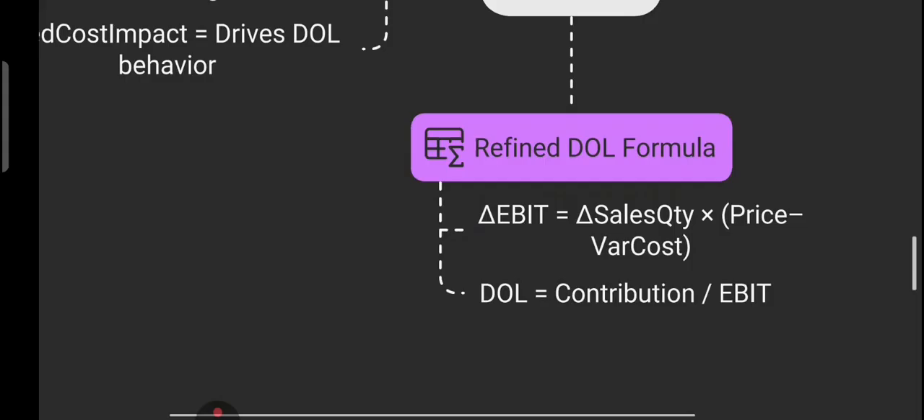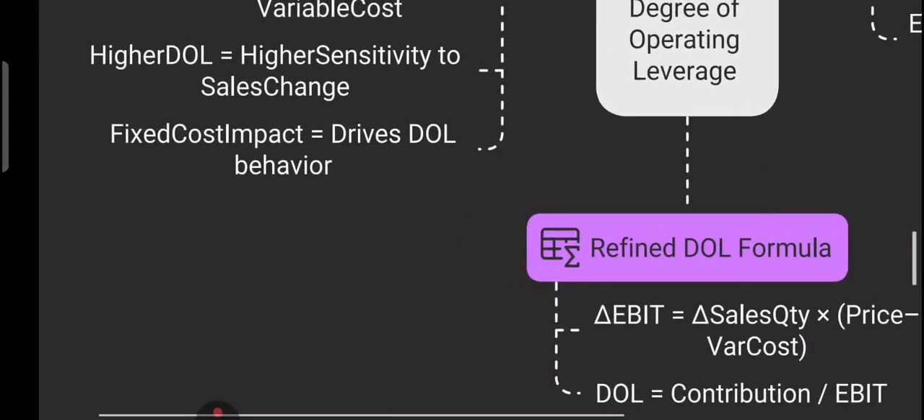So if your DOL is higher, what does it mean? It means that your profit can skyrocket with a small sales jump, but it can also fall sharply if sales drop, right? So that is the implication of DOL.